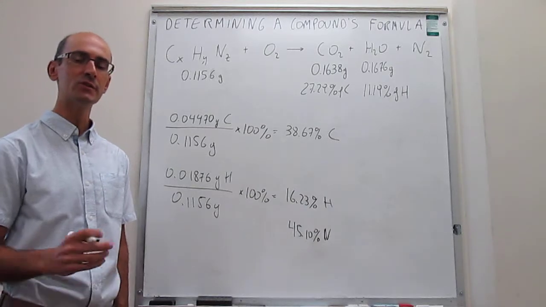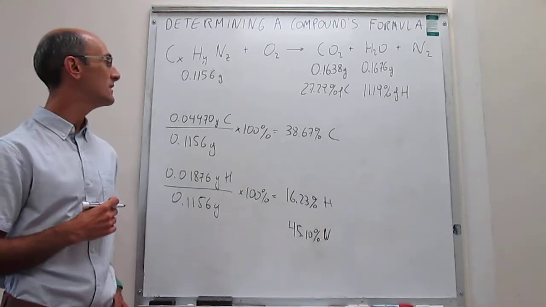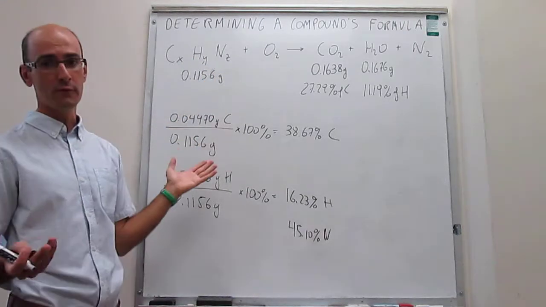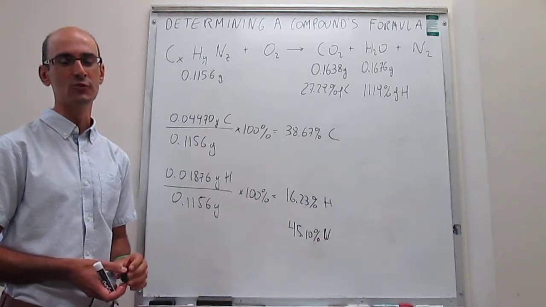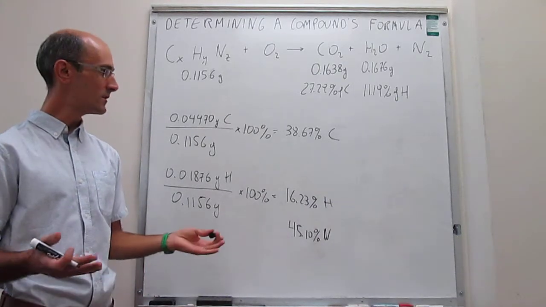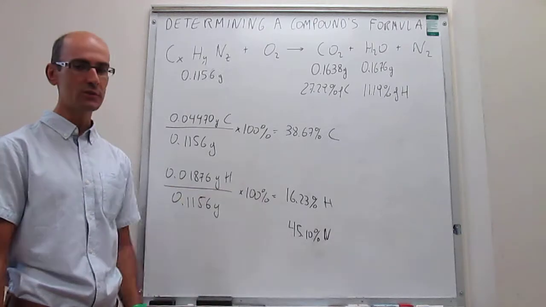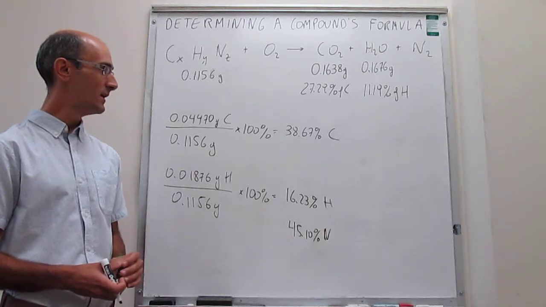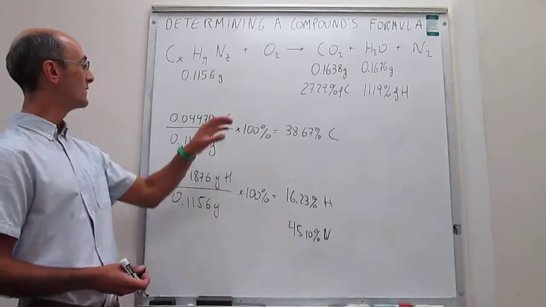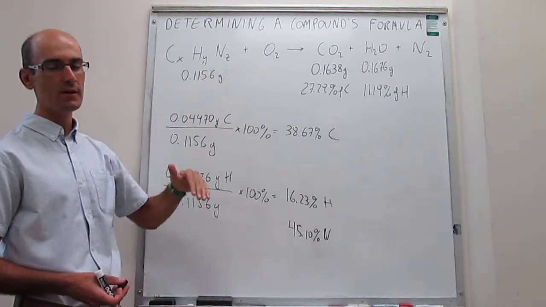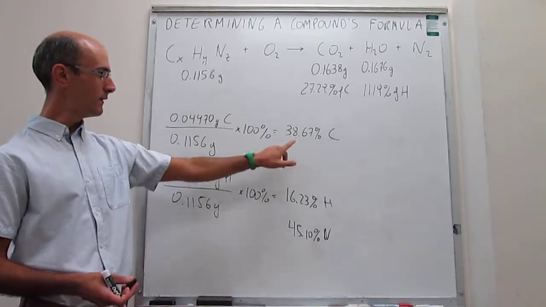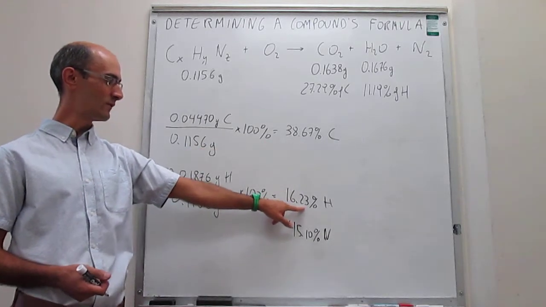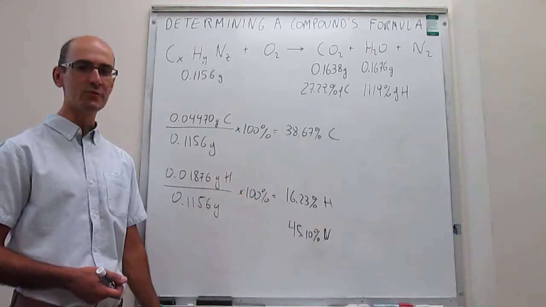Now we have the percent composition, and ultimately what we're interested in is finding out how many moles of each we have, and then from the moles it will be trivial to determine what those coefficients are. So let's calculate the moles. We have the percent compositions, and calculating moles from here will not be very difficult. What we can say is that if we have 100 grams of the compound, then 38.67 of those will be of carbon, 16.23 of those will be of hydrogen, and the rest will be of nitrogen.